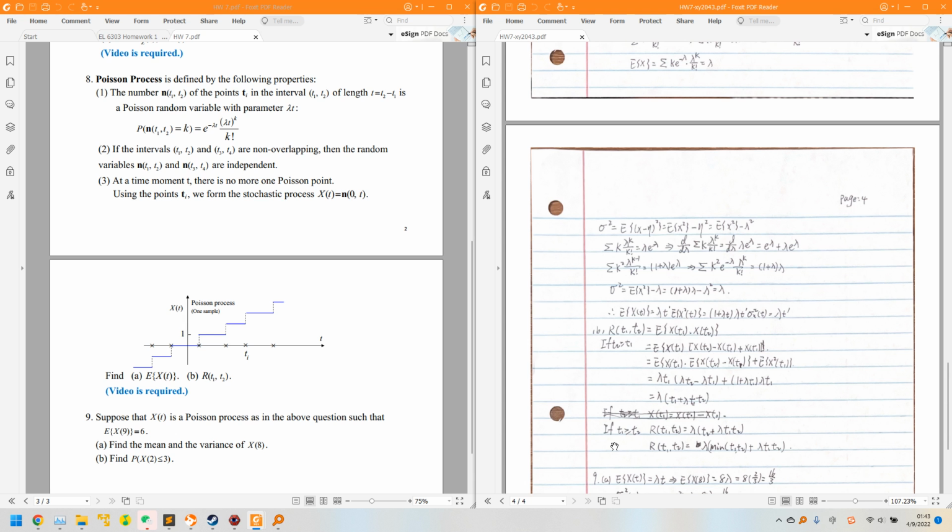And the second case is if T1 is greater than or equal to T2. With a similar approach, we can get lambda times T2 plus lambda squared T1 times T2. For these two situations, we can combine them together, which is lambda times the minimum value of T1 and T2 plus lambda squared times T1 times T2.